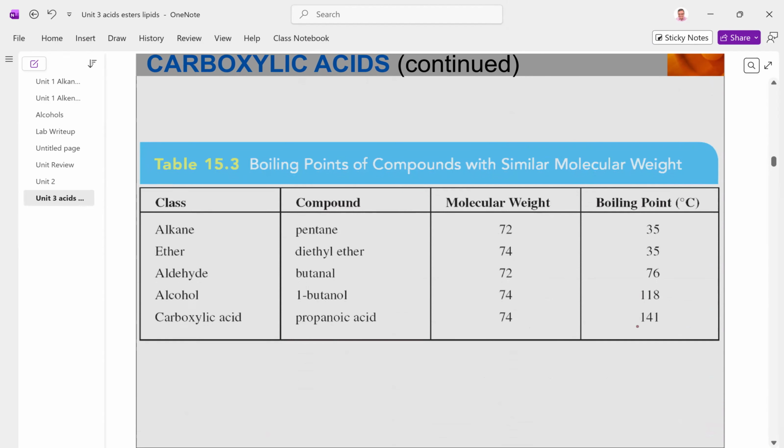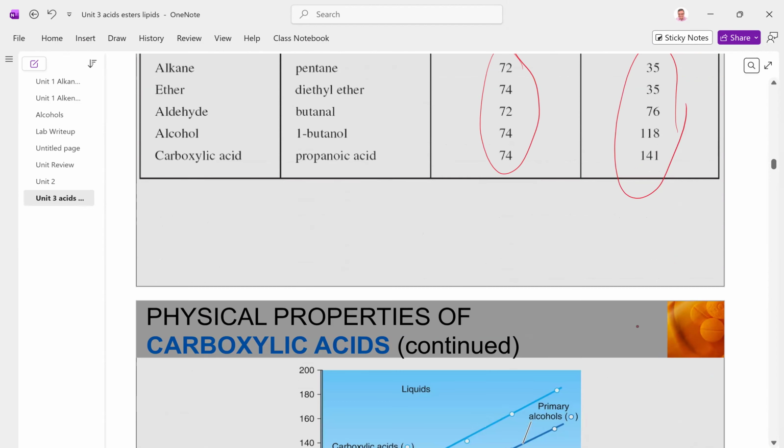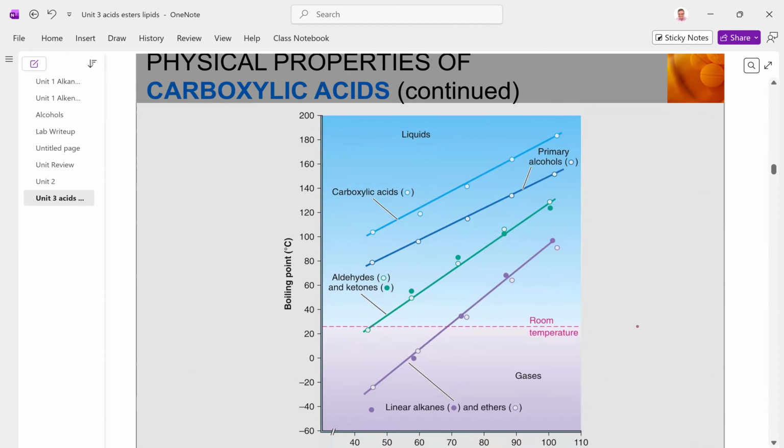And you can see, for equivalent molecular weights, we can see the boiling points differ dramatically. So this is that graph I always show. And here we have the carboxylic acids up top here.